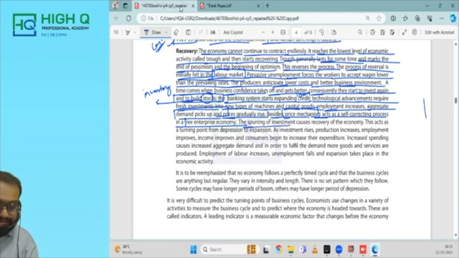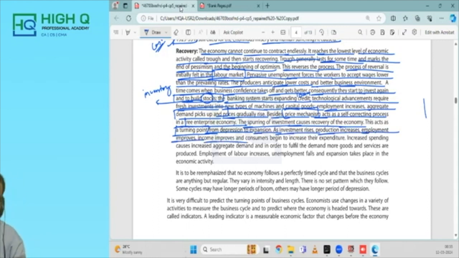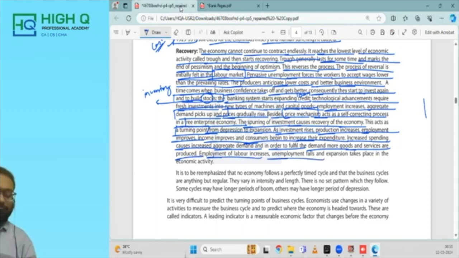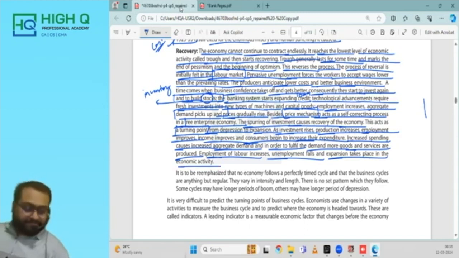The surging investment causes recovery of the economy. This acts as a turning point from depression to expansion. As investment rises, production increases, employment improves, income improves, and consumers begin to increase their expenditure. Increased spending causes increased aggregate demand. In order to fulfill the demand, more goods and services are produced. Employment of labor increases, unemployment falls, and expansion takes place in the economy. Say yes or no?